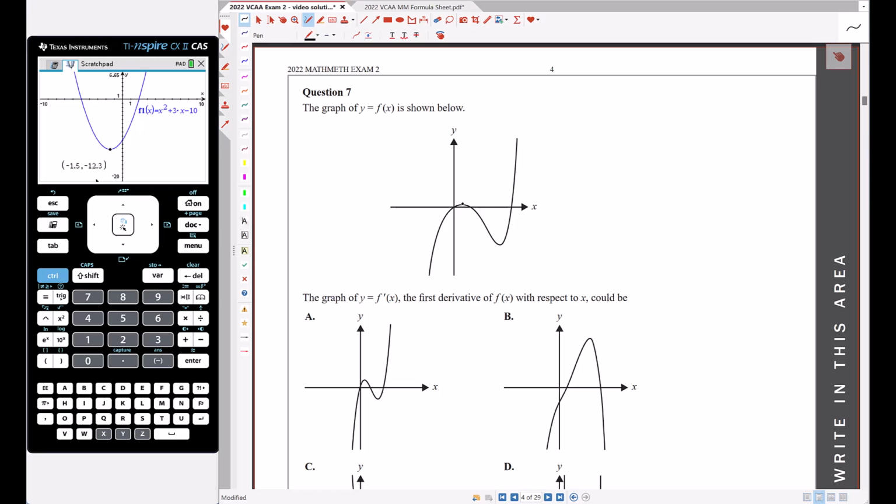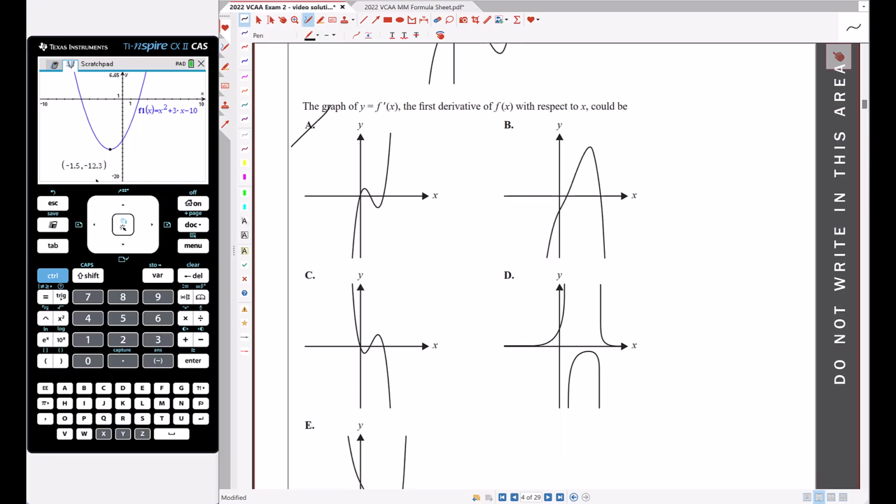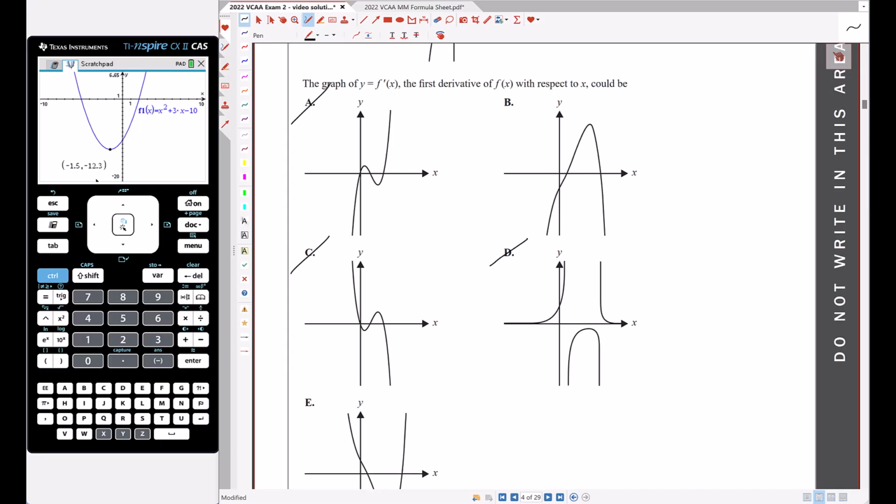So we know that at this turning point here, the derivative will be 0, so therefore the derivative function will go through the x-axis at that point. Similarly for this turning point here. So the derivative function is going to have 2 x-intercepts, and they're going to be at those 2 locations. So on that basis, I can rule out A, and I can rule out C, and I can rule out D. So it's either E or B.